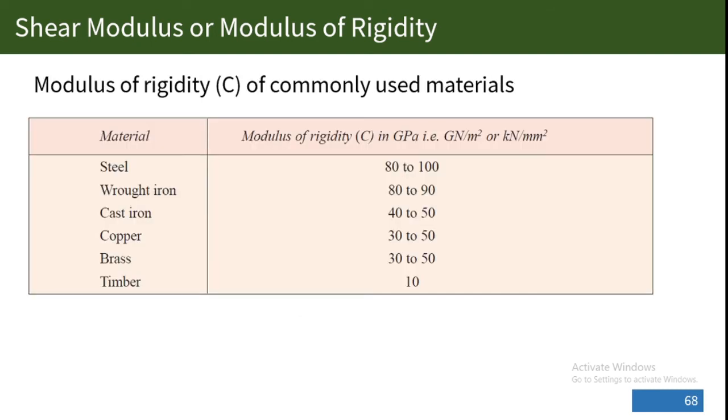Just like with modulus of elasticity, there are also tables, like this table of the modulus of rigidity of some of the commonly used materials in engineering practice. For example, these materials are steel, wrought iron, cast iron, copper, brass, and timber, with moduli of rigidity corresponding to these values you see here.